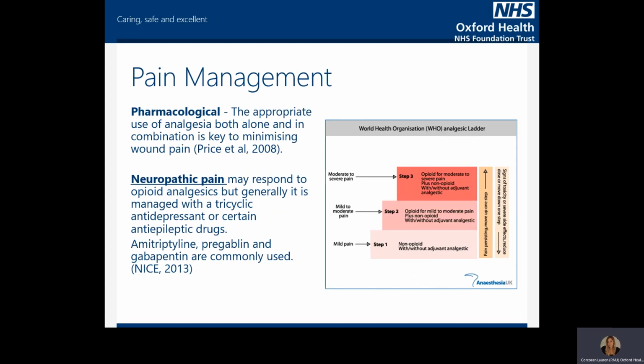Okay, so the pharmacological methods. The appropriate use of analgesia, both alone and in combination, is key to minimising wound pain. As we'd all be aware, the analgesic ladder looks at using opioids in combination sometimes, so basically stepping up depending on their pain. Like I've said, there's no wrong in this being part of their management, but I really wanted to encourage the fact that we don't always need to jump straight to pharmacological, and to take the time to look at other methods as well.